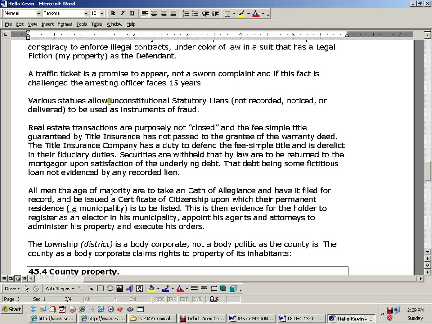Various statutes allow unconstitutional statutory liens not recorded, noticed, or delivered to be used as instruments of fraud. Real estate transactions are purposely not closed, and the fee simple title guaranteed by the title insurance has not passed to the grantee of the warranty deed. The title insurance company has a duty to defend the fee simple title and is derelict in their fiduciary duties. Securities are withheld that by law are to be returned to the mortgagor upon satisfaction of the underlying debt, the debt being some fictitious loan not evidenced by any recorded lien.